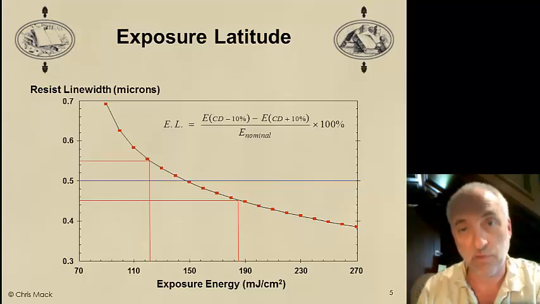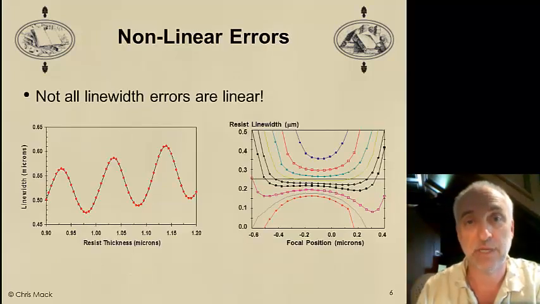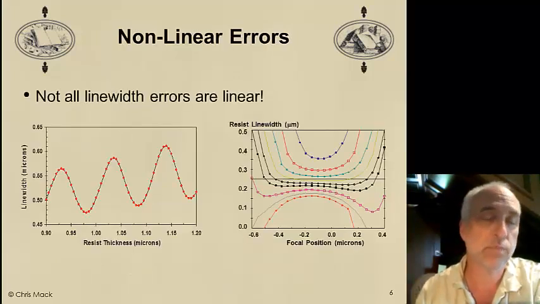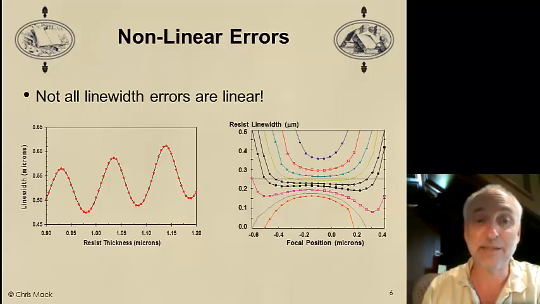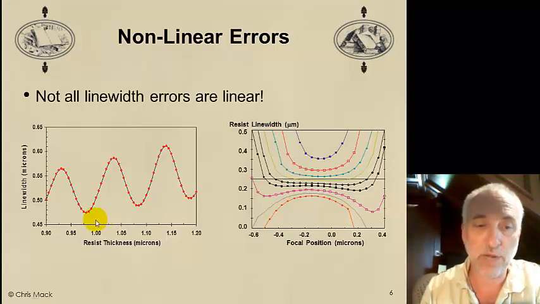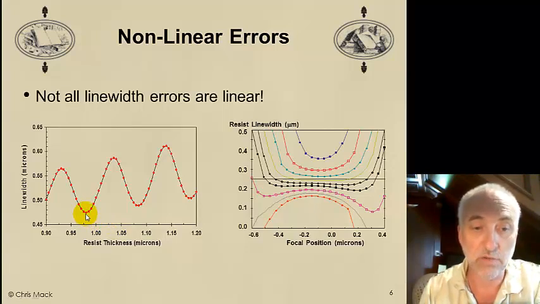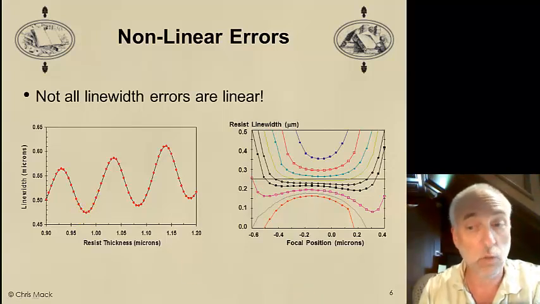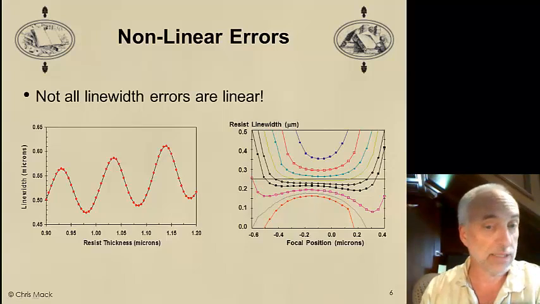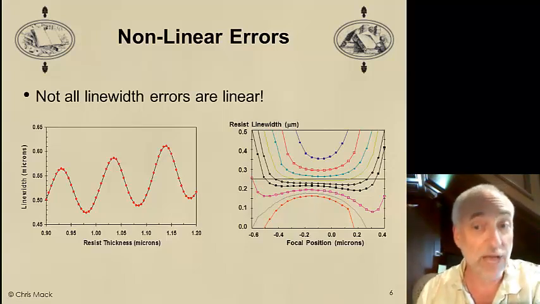But you have to be careful. Not every process variable is linear. We've looked at swing curves. Swing curves have sinusoidal variations. Often we try to pick a thickness at the minimum of the swing curve, in which case the process variation is about quadratic. It's not linear. So using the linear approximation in that case would be of no value.